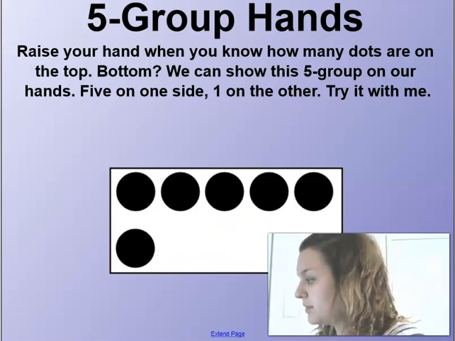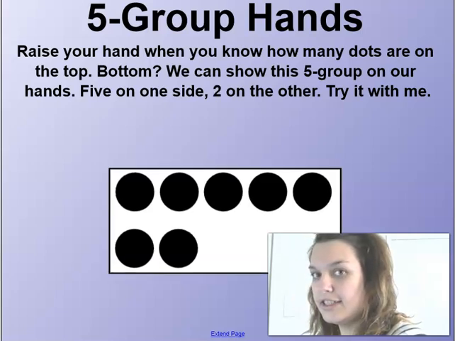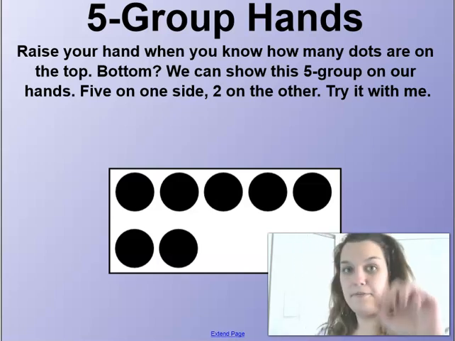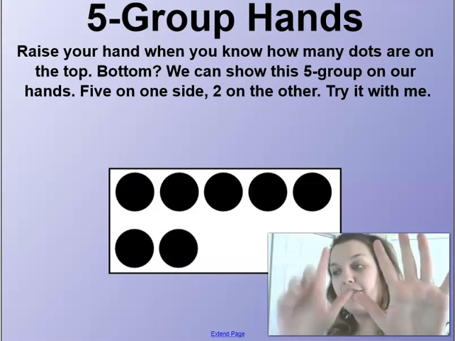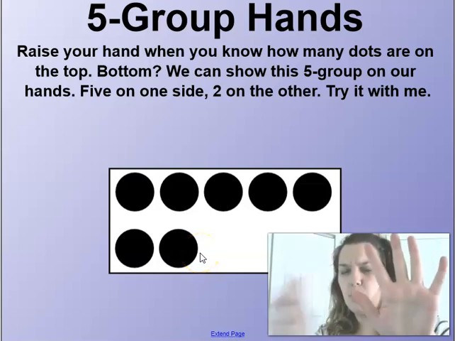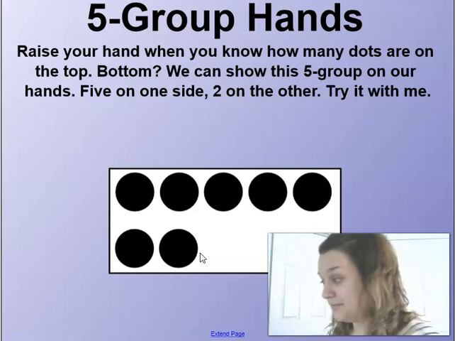Good job. Let's do our next one. Go ahead. 3, 2, 1. Show me. Very good. I have 5 on the top, and then I have, look at, 1, 2 on the bottom. So 1, 2. What is this number? 7. Great job.